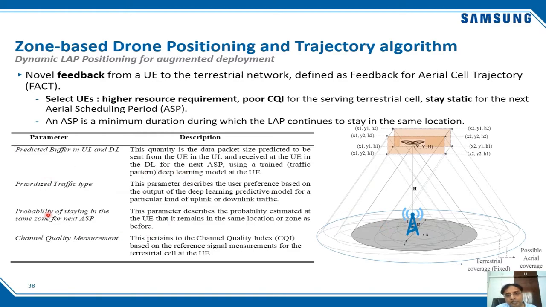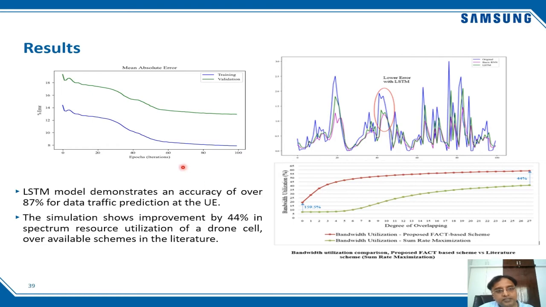So what we did is we went ahead, we modeled this entire system, we ran through simulations, and we'll show the results in the next slide. So on the results, first we show the accuracy of our neural network model on data prediction. We showed that using LSTM, we had a very low error. We were actually 87% accurate, or let's say there was very low error in data traffic prediction at the user using LSTM.